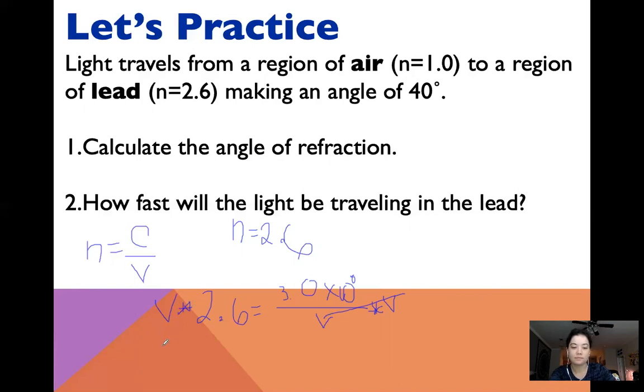So now I've got v times 2.6 equals 3.0 times 10 to the 8th. If I want to undo this times 2.6, we will divide both sides by 2.6, and we can move to our calculator. I get that v equals, this is a big number, 1.15384615. That's a big number.